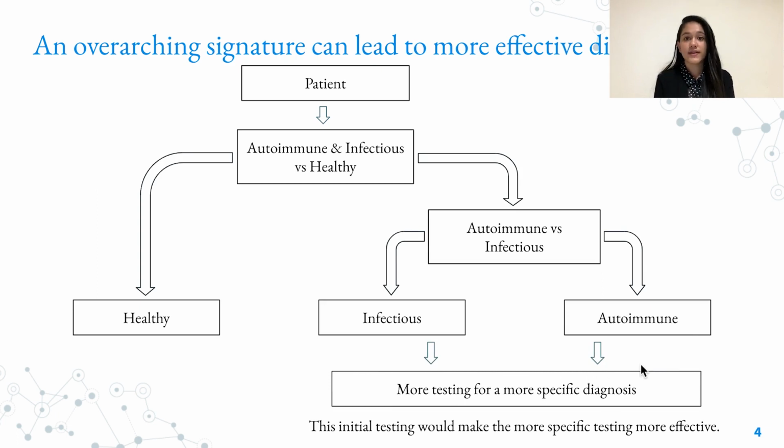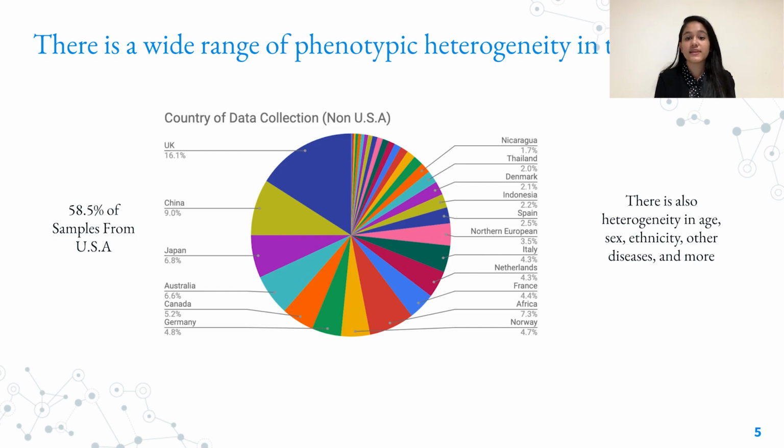By first running the initial, overarching, and more general signatures, we are able to improve the performance of existing diagnostic methods. Here is a breakdown of the data we used, all of which is publicly available. Historically, a lot of biomedical studies have been done on a very homogeneous population, which has contributed to the reproducibility crisis because the work often can't be translated to new populations.